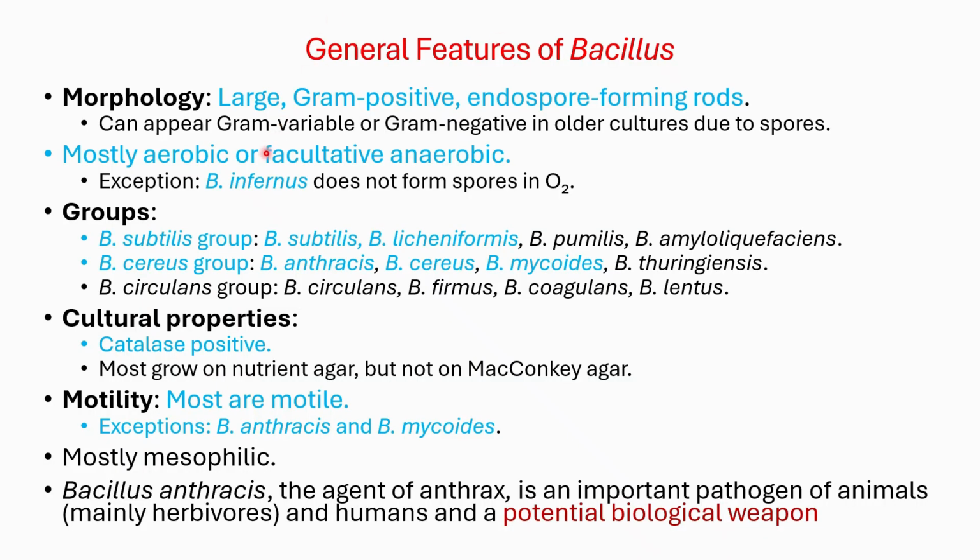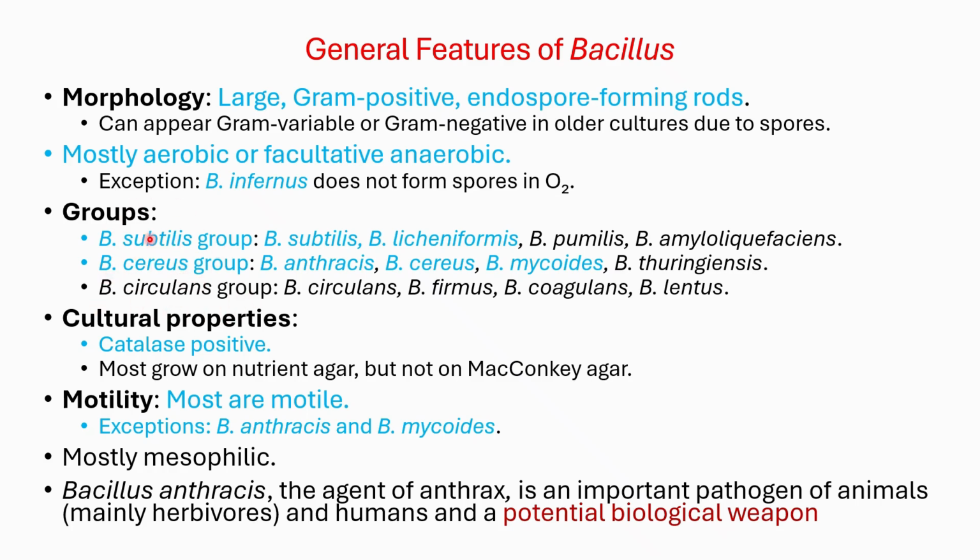General features of Bacillus. Bacillus species are large, gram-positive, endospore-forming rods. Although older cultures may appear gram-variable or even gram-negative due to spore formation, usually Bacillus are gram-positive. Most Bacillus species are aerobic or facultative anaerobes, with the exception of Bacillus infernus, which does not form spores in oxygen. They are classified into several groups like the Bacillus subtilis group, cereus group, and Bacillus circulans groups.